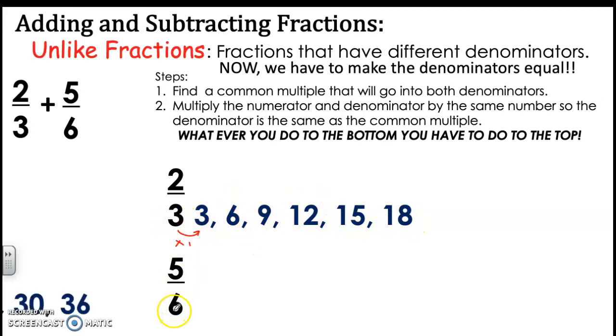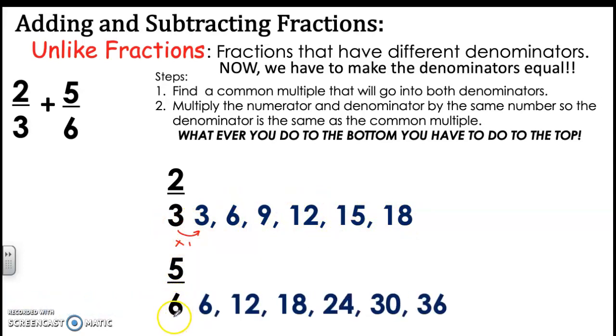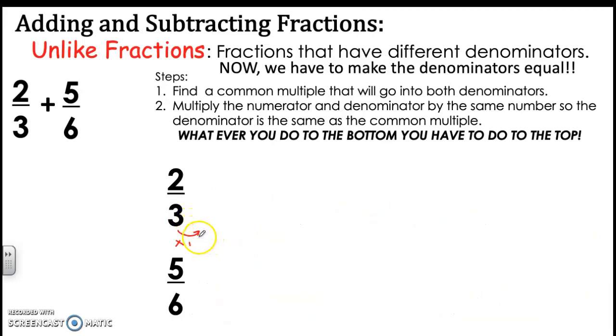I got to do the same thing with the other denominator. 6 times 1 is 6, 6 times 2 is 12, times 3 is 18, times 4 is 24, and so on. If we notice, I have the same number, right? So this is my common denominator. This is what I'm looking for. I want to see a number that is the same for both denominators. So that means I got to turn these two fractions into fractions with denominators of 6.